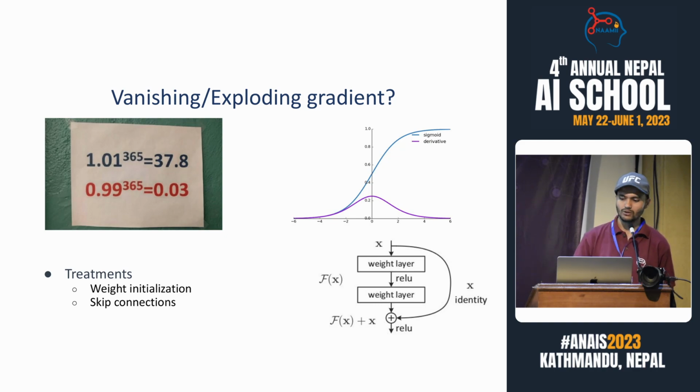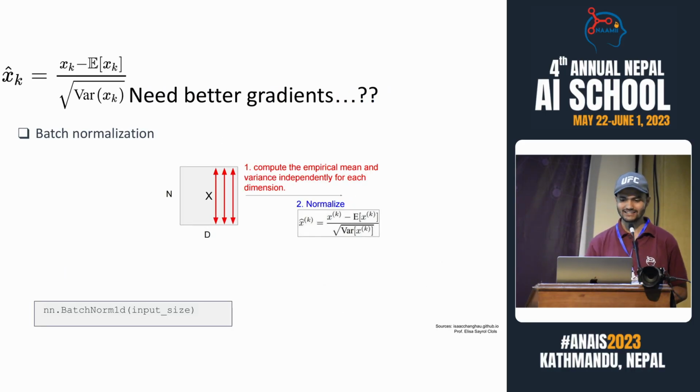So what was the solution? One of the solutions was to use the identity connection, which lets the gradient skip these weight layers and directly flow towards the input. Another solution was to initialize the weights to be Gaussian distributed. And another solution is to use batch normalization. If the inputs are spread all over, it normalizes them to have 0 mean and 1 standard deviation, which also helps to have better gradients.